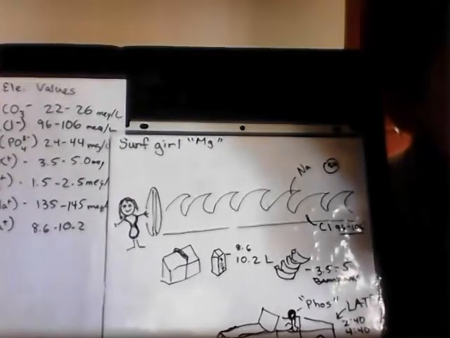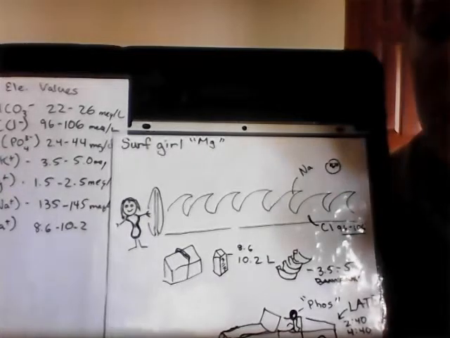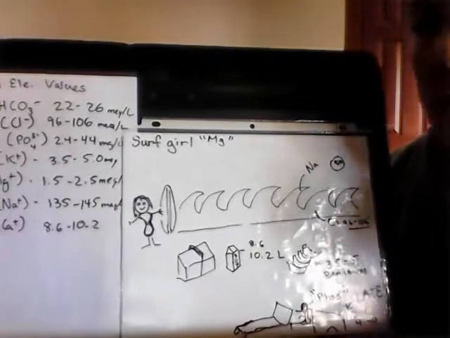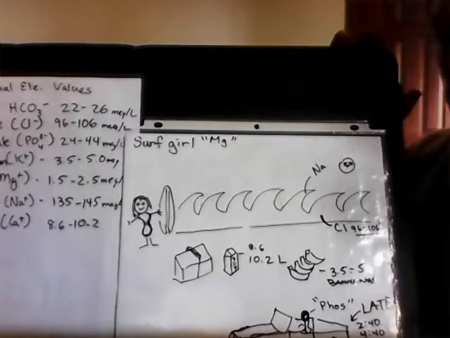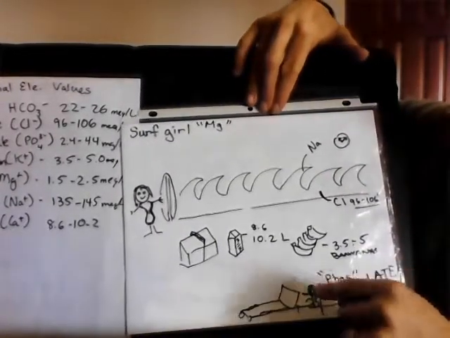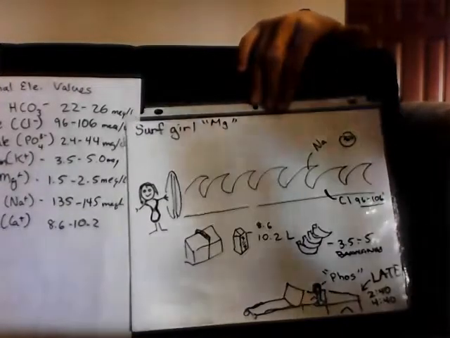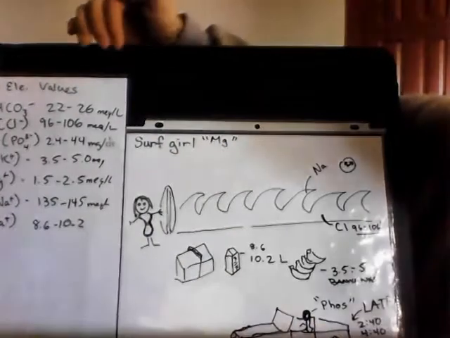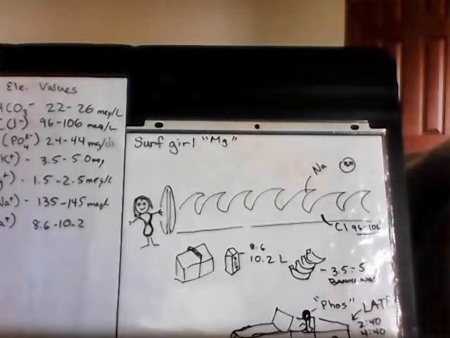Then, after she eats lunch, she's sitting around waiting for her boyfriend, Foz. Remember, we're from California here, so we use all these crazy names. Foz is running late. Foz is supposed to be here at 2:40, but instead he is 2 hours late, California time, and arrives at 4:40. So phosphate, think 2.4 to 4.4.